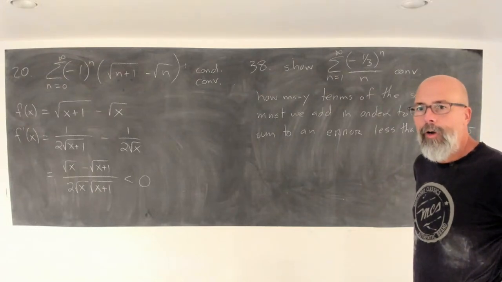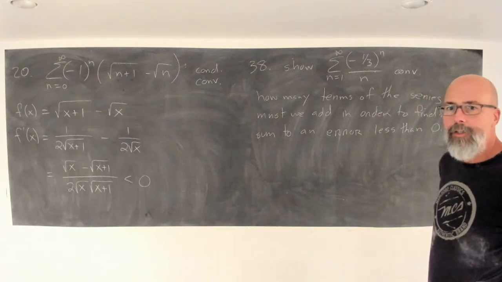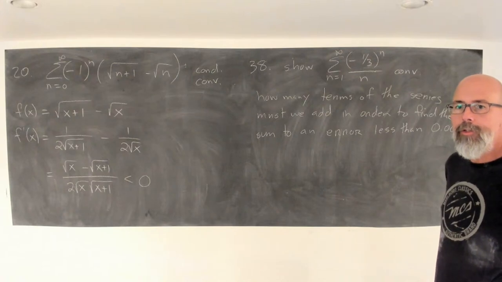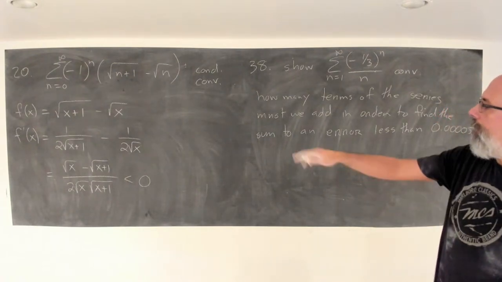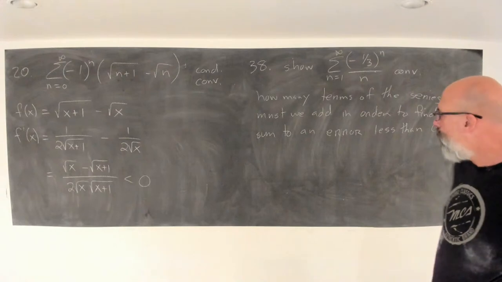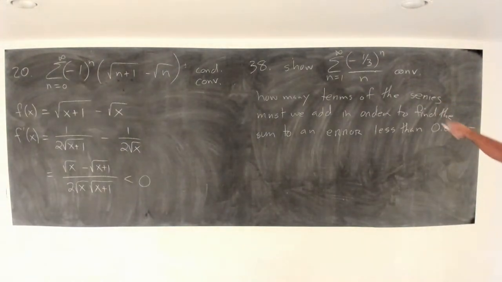Can we solve for an and an plus 1 and see if it's decreasing? Assume it's always decreasing. Well, no, you have to prove it. You have to prove it. All right, here we go.